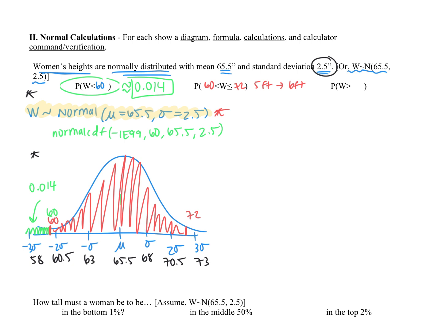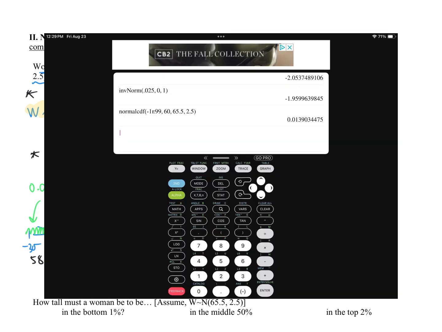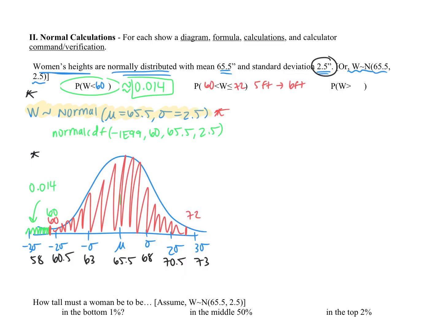Okay, so again, we're just going to go to the calculator. Okay, so we're going back to our second distribution, choosing that normal CDF. Our lower bound is the 60 inches. Our upper bound is that 72. Our mean is 65.5, and our standard deviation is 2.5. So there we go, 0.98. Okay, so the probability, or the proportion of women between 5 and 6 feet is about 0.98.